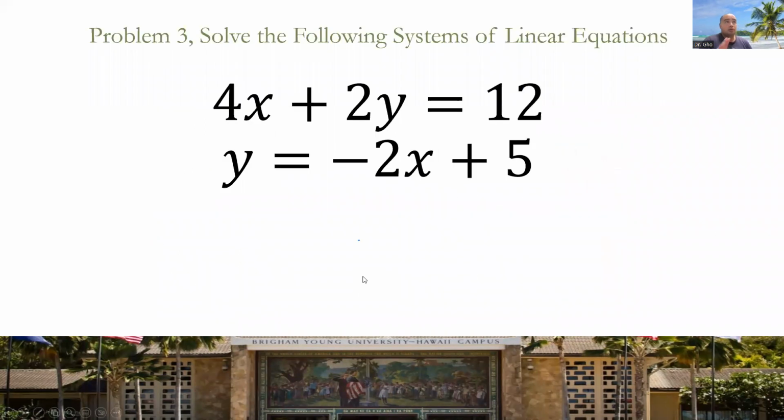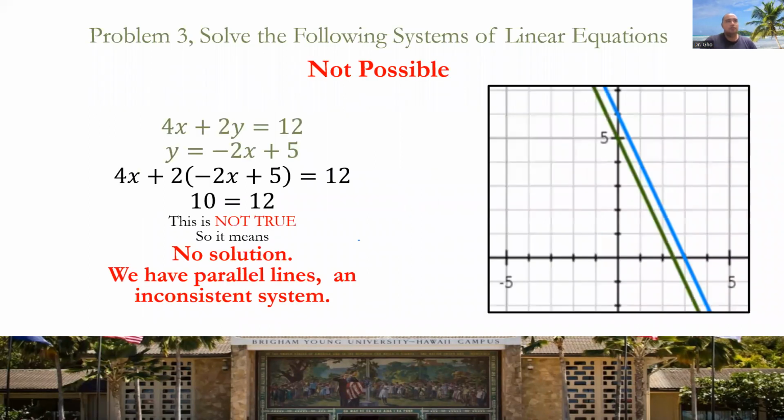There's problem 2. Problem 3, we have this system of linear equations. It's not possible. Using the substitution method, y equals minus 2x plus 5, we'll plug that in. We'll plug it into the y, 4x. We take 2 minus 4x minus 4x, which is what you get from here, plus 10, 2 times 5, which is 10. You end up with 10 equals negative 2, and that's not true.